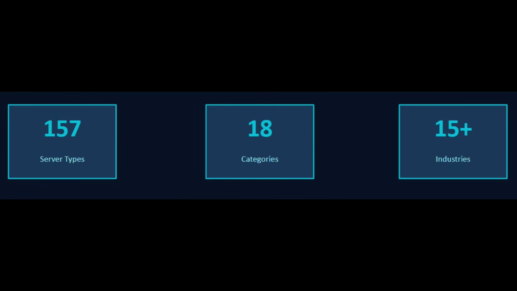So in this particular session we will talk about the 157 types of servers from 18 different categories, and we'll just consider 15 sectors. So now you can assume that in OT infrastructure we are using more than 157 servers. And in this video series we will talk about each server and what is the significance of them, why they are unique, what is the functionality of that.